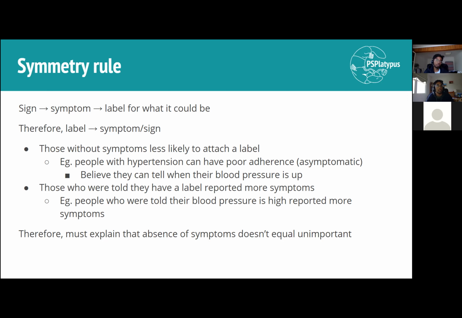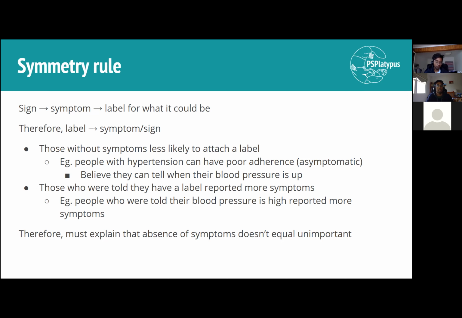So for example, let's have a look at this. Those people without symptoms are less likely to attach a label. So even if people have hypertension, but they are asymptomatic and don't feel like they are sick, and they don't attach the label of being sick or having hypertension, they can end up having poor adherence.